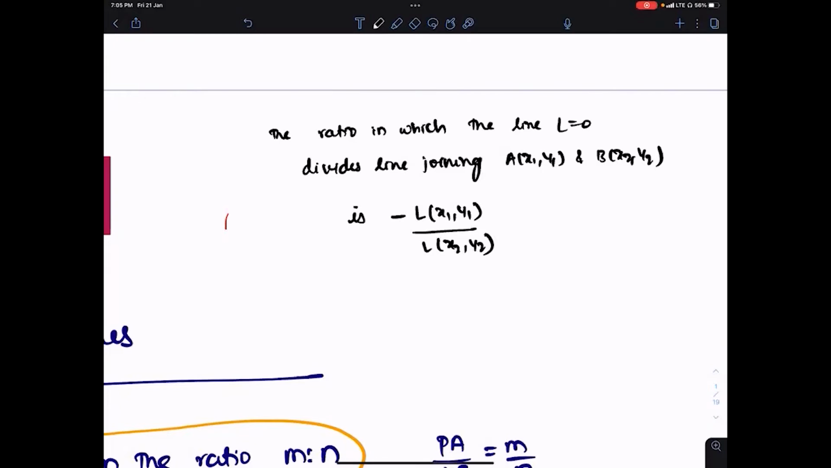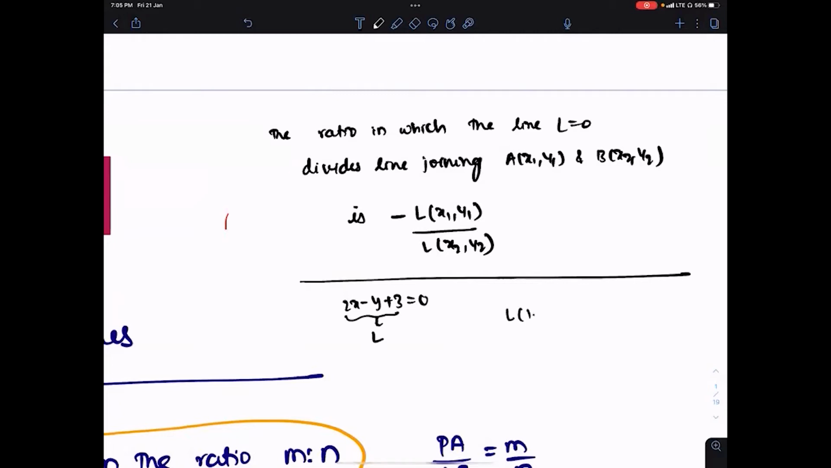What is meant by that one? If the line is 2x minus y plus 3 equal to 0, this part is called L, the line expression. Now, what is meant by L of 1 comma minus 1? Instead of x, you put 1. Instead of y, you put minus 1. We'll get 2 times 1 minus of minus 1 plus 3, which is 6, like that. So L of x1, y1 means first point, x2, y2 means second point.